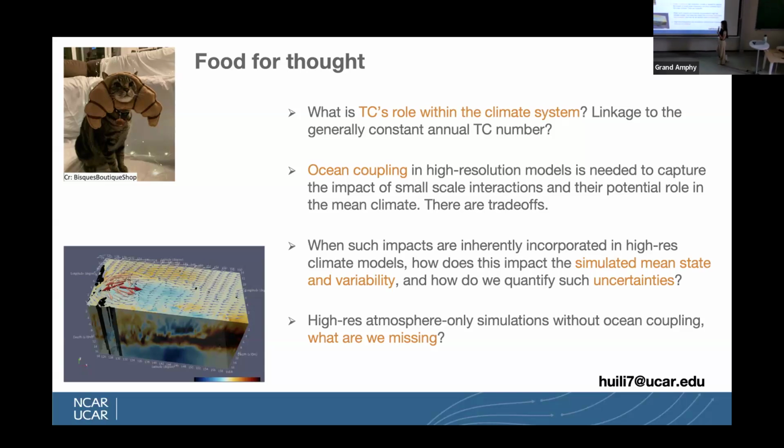Yes, and then sometimes when we talk about tropical cyclone simulation in future climate, we often opt for atmosphere-only simulations because they have maybe more realistic SST. But by doing that, what are we missing? So these are the questions I think may trigger some discussions here at Tropicana, especially related to high resolution climate modeling. And I would like to get your thoughts on that. And that's all. Thank you so much.